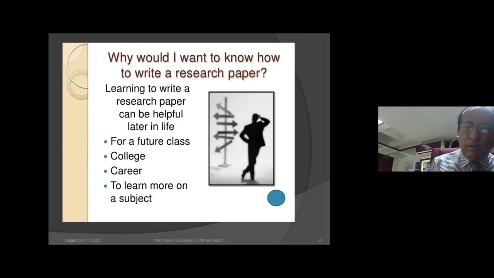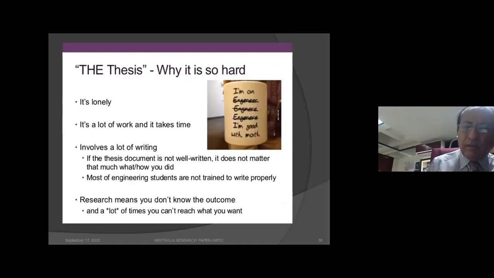So you can see in the picture, the fellow has tried to write engineer, but every time the spellings were wrong. So he said, I am on hand, and he cuts every time. I'm good with math. I'm no good in writing, and I'm good in math only because I'm an engineer.